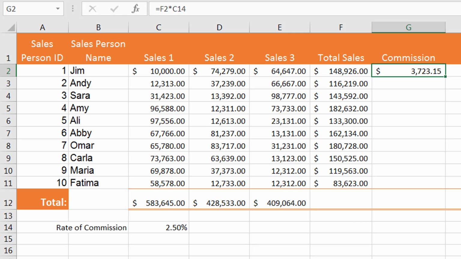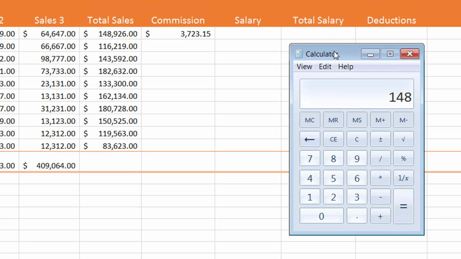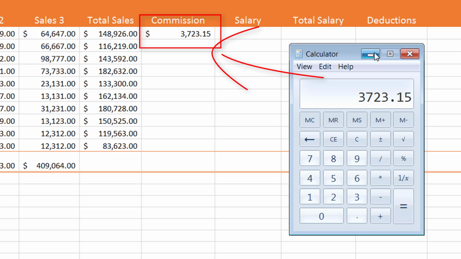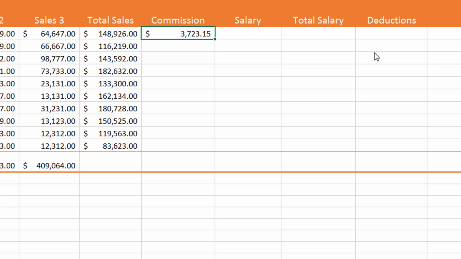Now let's check this in a calculator. 148,926 multiplied by 0.025, which is the 2.5%. Now the value comes out exactly the same, just to test that the formula is correct. Now that we have tested that the formula is correct, let me try to autofill the formula.